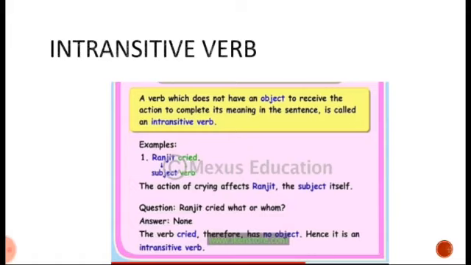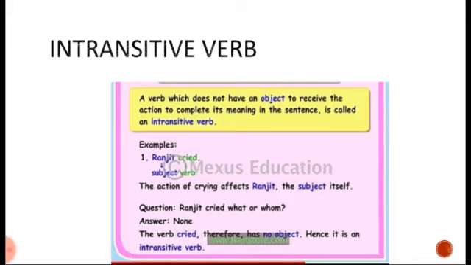Now, intransitive verbs. In an intransitive verb, the verb does not have an object to receive the action to complete the meaning. Means the sentence is complete but it has no object. Example, see, Ranjit cried. So Ranjit is the subject, cried is the verb.